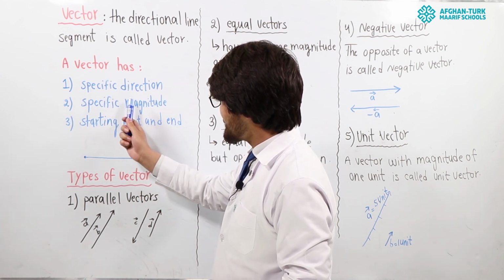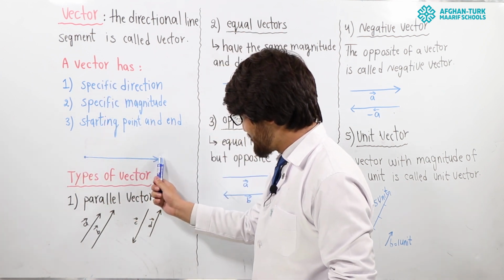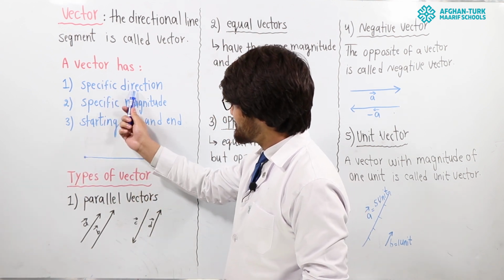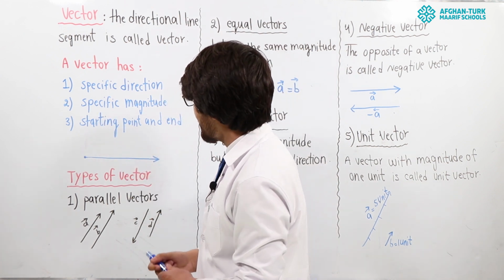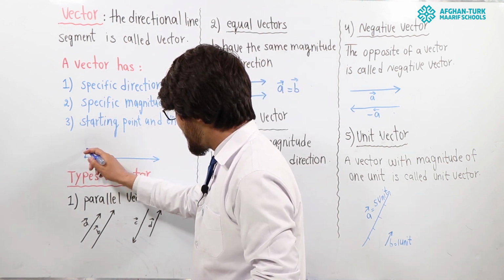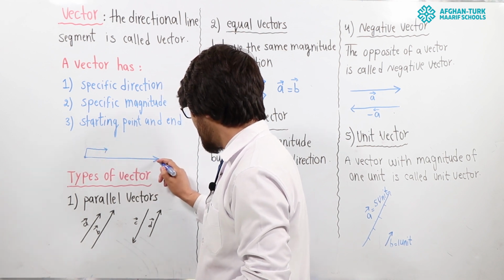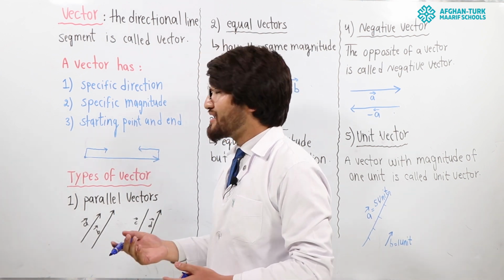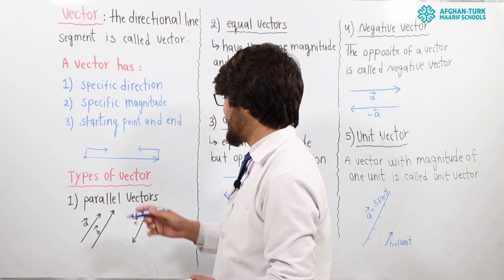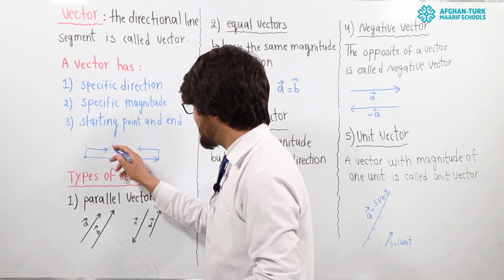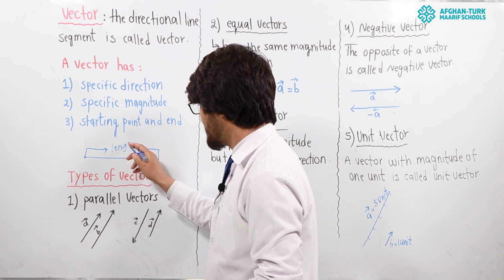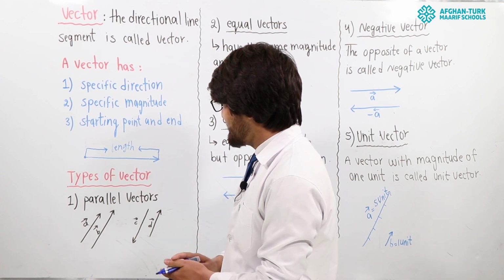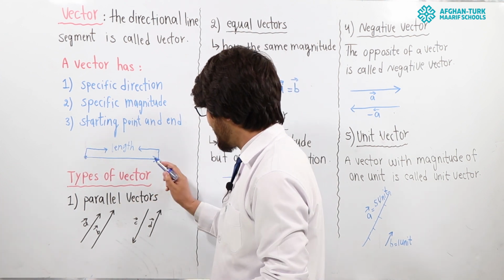A vector has a specific direction. You know the direction of this vector is left to right. A vector also has a specific magnitude. It means the length of the vector is called its magnitude. This is the length. And also, a vector has a starting point. This is called the starting point, and this is the end.